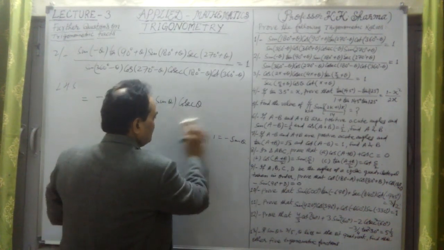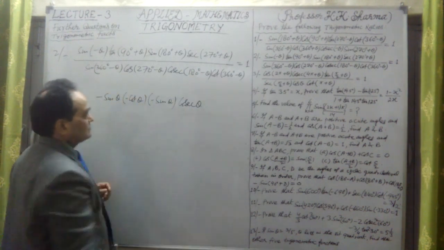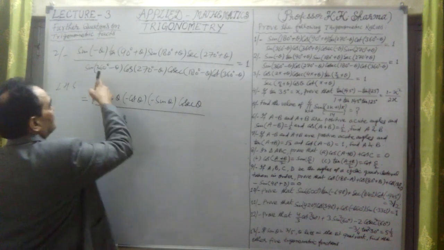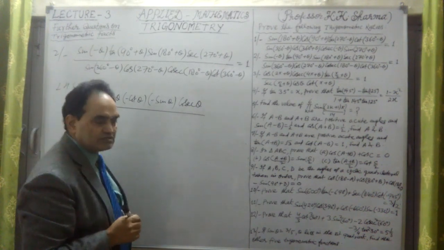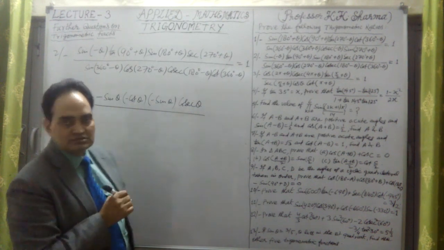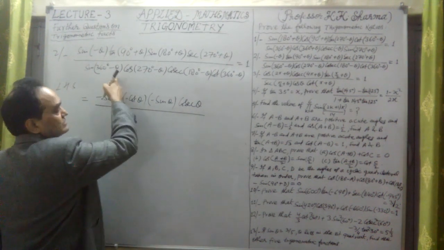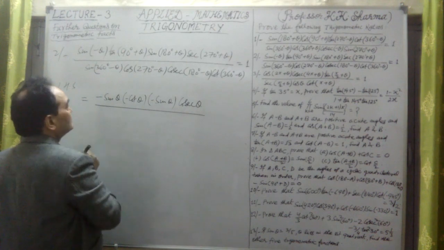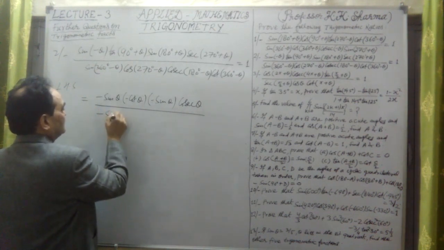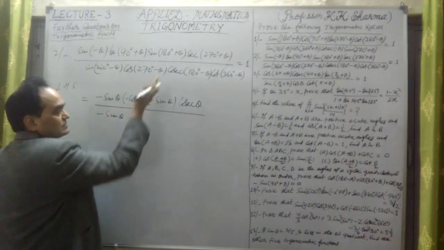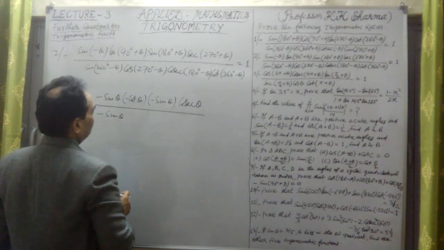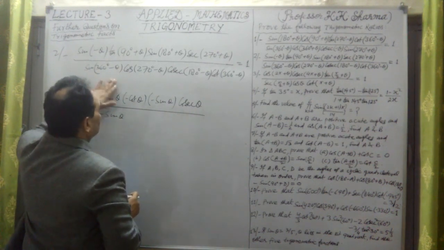Now let me write the denominator. This is the numerator. What are the denominator values? First is sine 360 degree minus theta, which means the fourth quadrant. In the fourth quadrant, sine is negative, and only cos and sec are positive. So it is minus sine theta. Why? Because sine 360 degree minus theta is a multiple of 180 degree, so the direct value is sine.